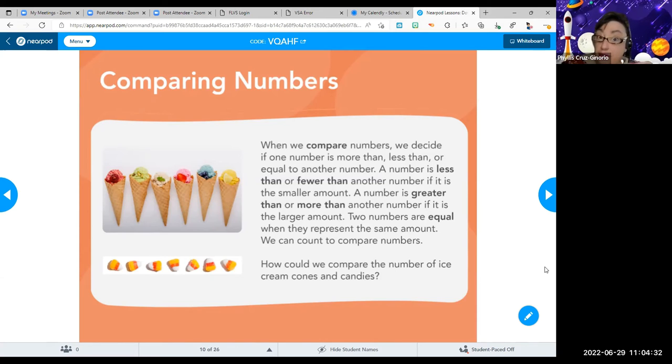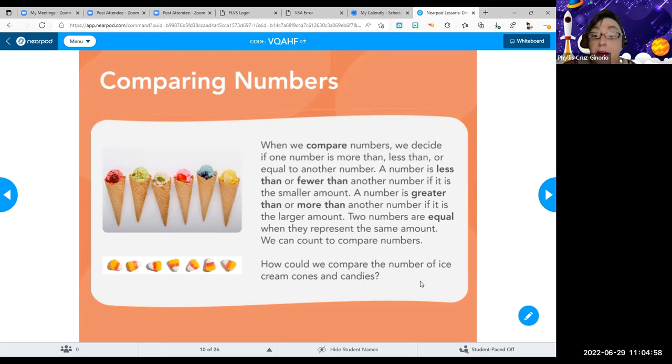A number is greater than or more than another number if it is the larger amount, like we saw for the apples. The apples had more, didn't it? Two numbers are equal if they represent the same exact amount. Equal means the same. We can count. Oh yeah, I remember Mrs. Cruz says always count to compare the numbers. That way you'll know the numbers, not just, oh, I see so many cones. Know how many of those ice cream cones you see.